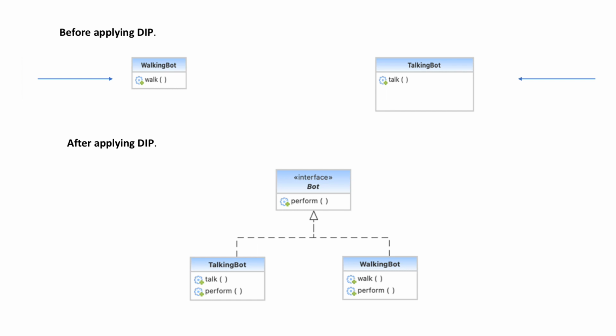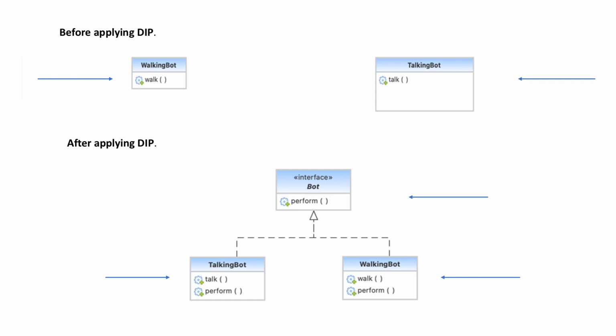after refactoring it. So here we will have a bot interface which will have a perform method, and we will have a talking bot and walking bot as classes which will implement the perform and talk methods. The walking bot will implement walk and perform methods.